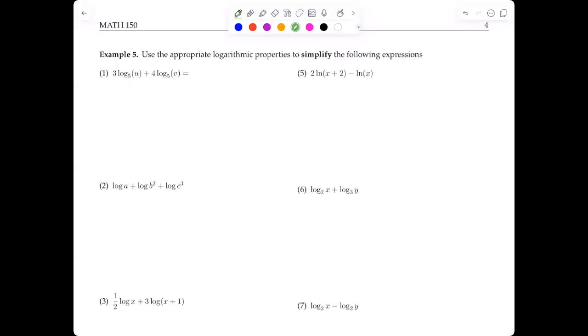Okay, so number 1. Before you combine them together using the product property, you need to turn 3 times log base 5 of u into log base 5 of u cubed. Similarly, turn 4 times log base 5 of v into log base 5 of v to the 4th power. So here you got log base 5 of u cubed plus log base 5 of v to the 4th. Again, this is the power property. And then you combine these two terms together. You get log base 5 of u cubed times v to the 4th. And this is the product property.